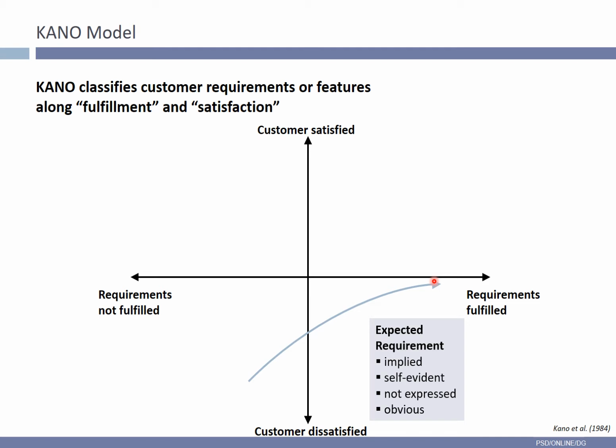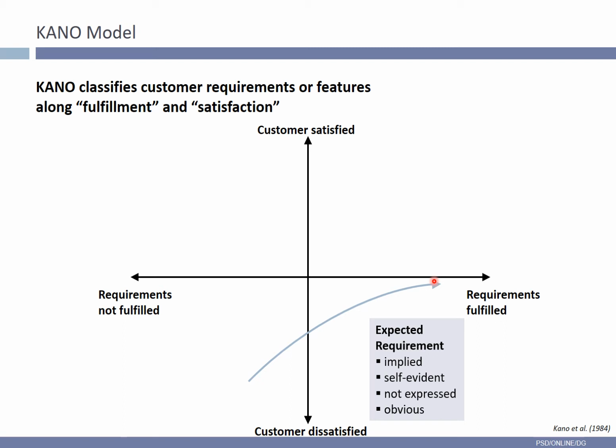So as a simple example, just take one of your smartphones. The basic functionality of making a phone call is something that I would consider an expected requirement. It's not something where you actually ask in the shop, is this smartphone actually able to make a call? No, that's something that you take for granted. And if it's not on board, if you can't make a call, you're really dissatisfied. And if it's on board, well, you say, well, it has to.